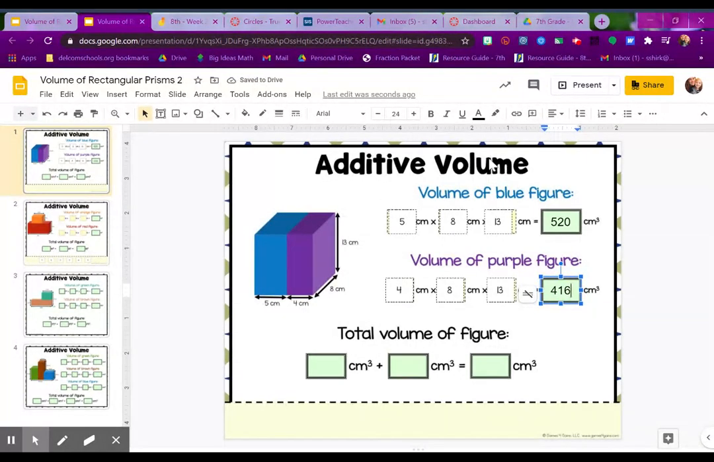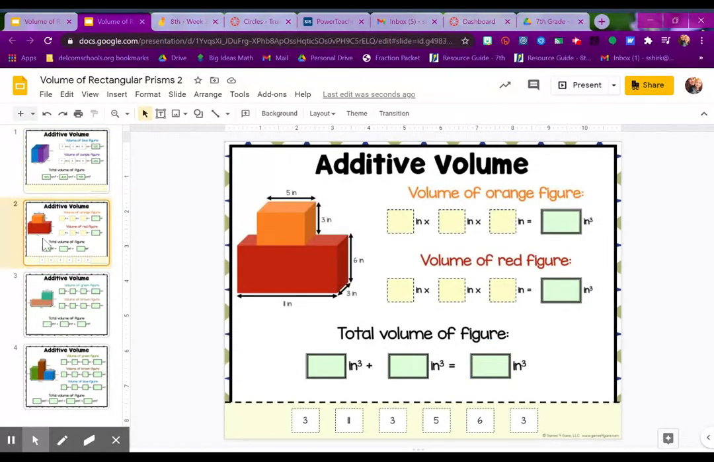And then it's called additive volume, meaning I want to know the total volume. So I'm going to add those two numbers, 520 plus 416. And I get 936. And the label's already here for us, centimeters cubed. I'm going to go ahead and do another one, and then I'll let you work on these on your own.